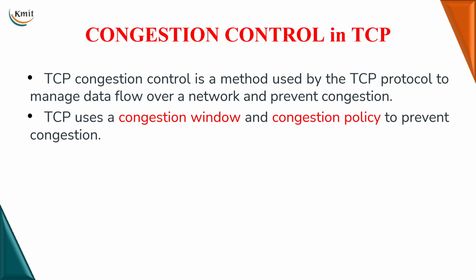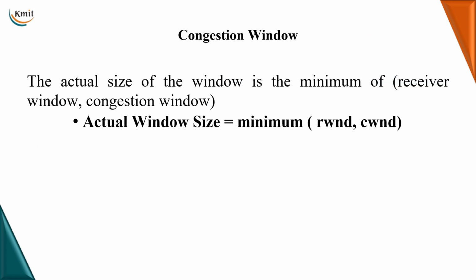It makes use of two important concepts here, the congestion window and the congestion policy, or the congestion control algorithm. Let me tell you what the congestion window is. We have a sender window and we have a receiver's window. The sender window tells you the maximum number of TCP segments that can be transmitted, and the receiver window tells the maximum number of TCP segments that can be received.